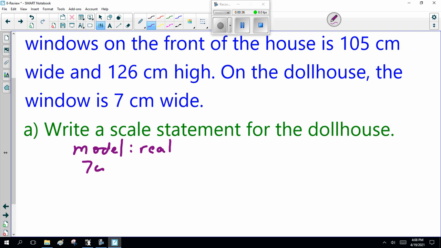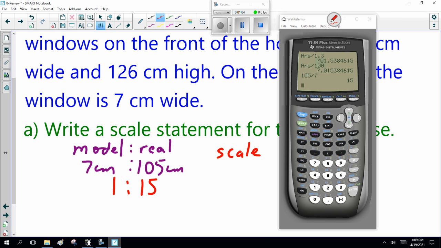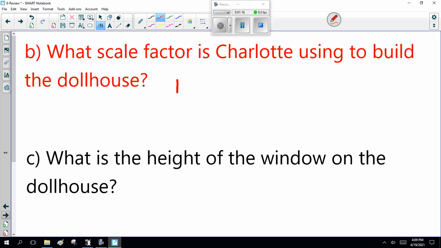Seven centimeters. How wide is it on the house? If you're 105. Now, if we write it like this, I think you can simplify that. 105 divided by 7. Yes. So this is 1/15. Now, if we write this as a scale factor, what scale factor shall we use? 1/15.